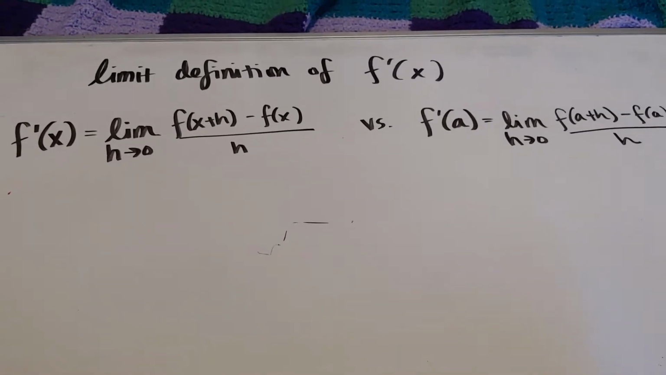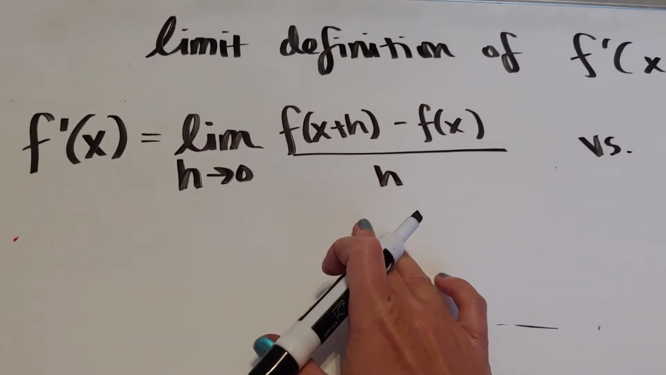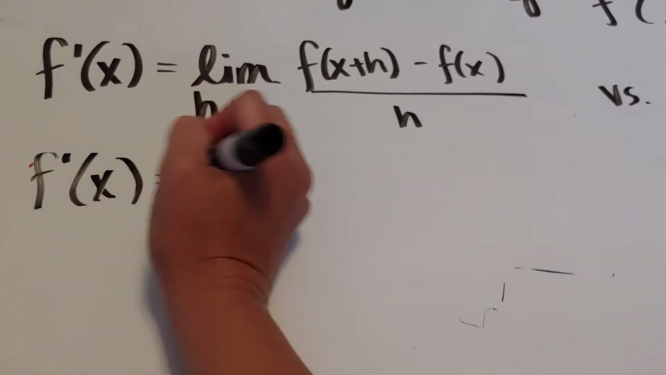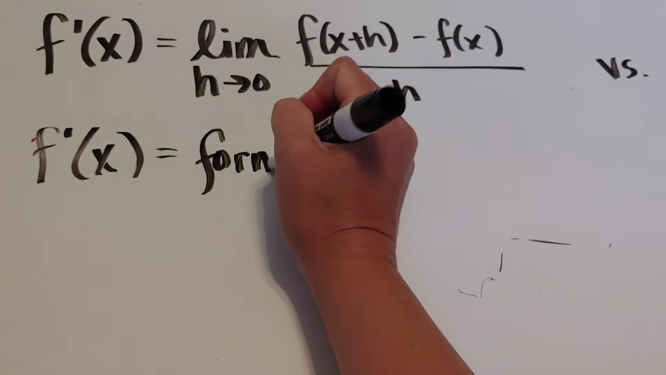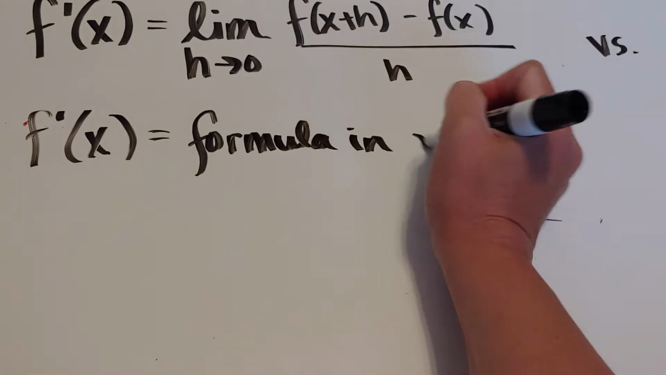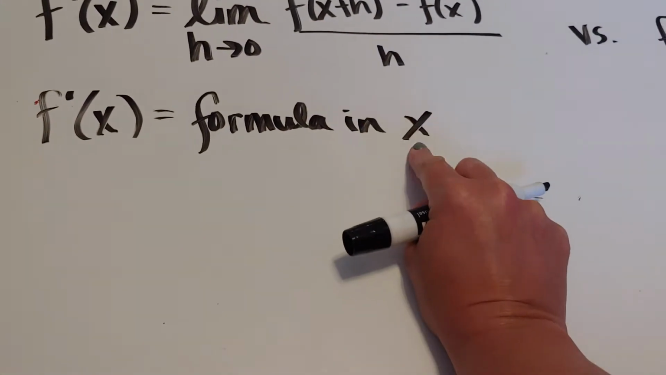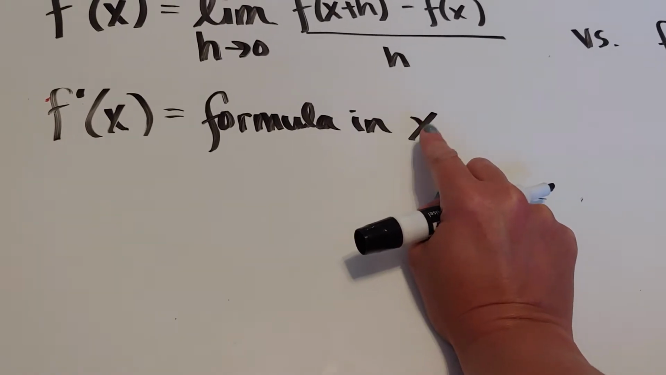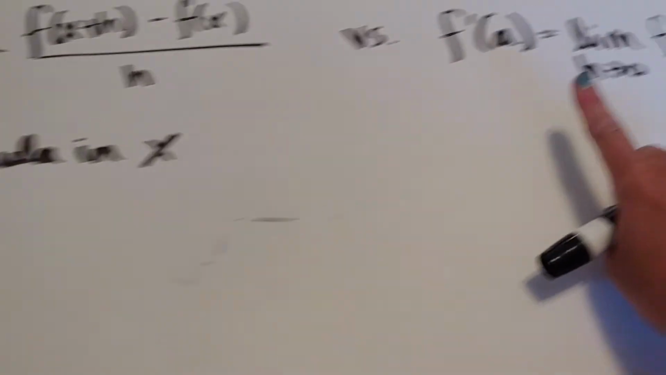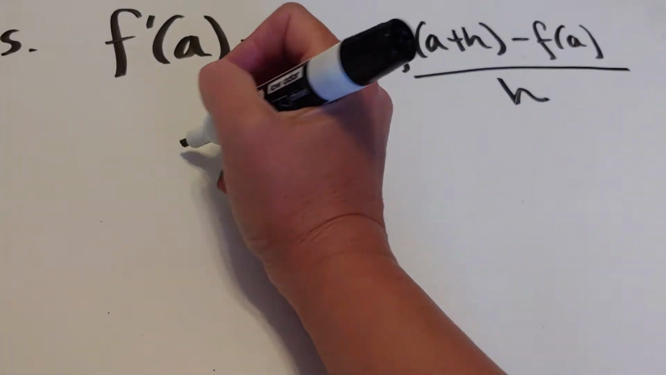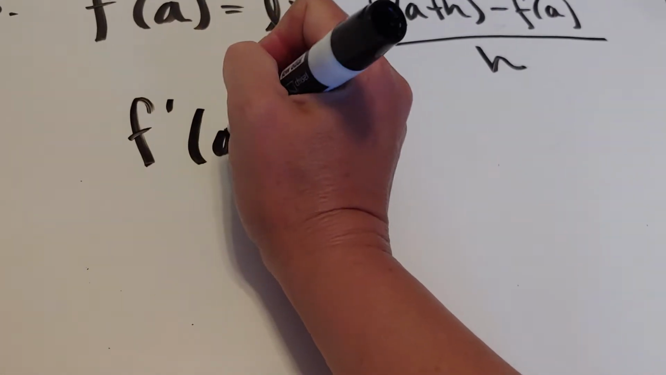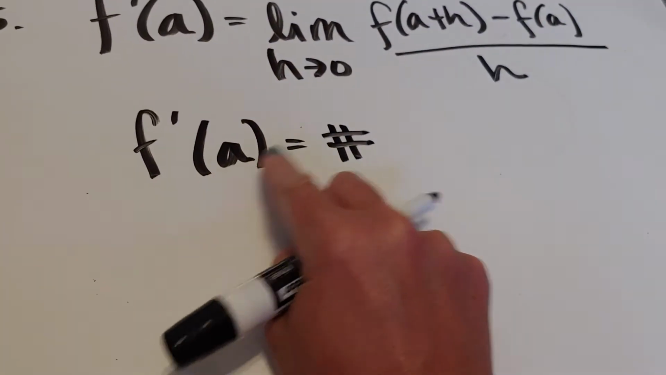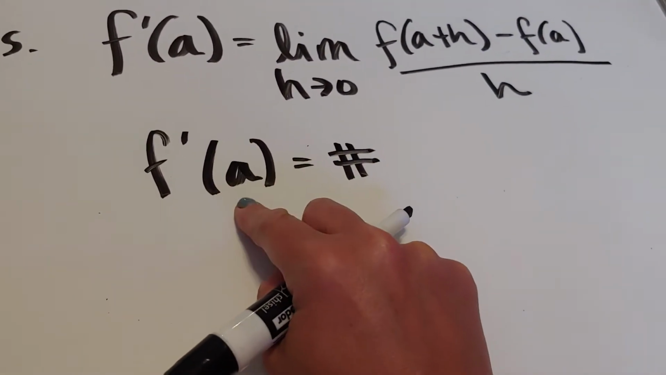So the difference in these formulas is that this formula finds f prime of x, and what you will get out is a formula in x. And the idea being that if you tell me any point on this curve, I can tell you the instantaneous slope or the slope of the tangent line. This one will just tell you an actual number for the slope at a specific spot.